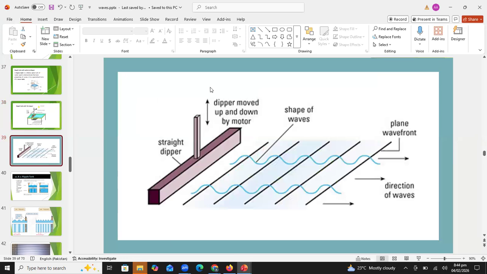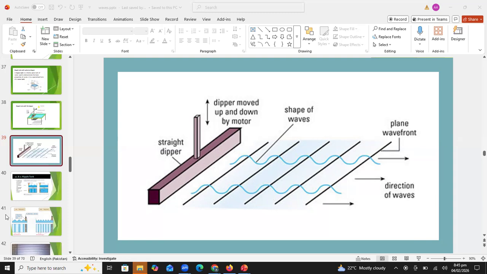This dipper will move up and down. When it moves up and down, the water molecules in the ripple tank start to move up and down, due to which transverse waves are generated. You can see these are the transverse waves. This one represents crest, trough, crest, trough. The water waves are moving towards the right side. So we can analyze the wavelength, find the wave speed, or find the time period of the water waves.